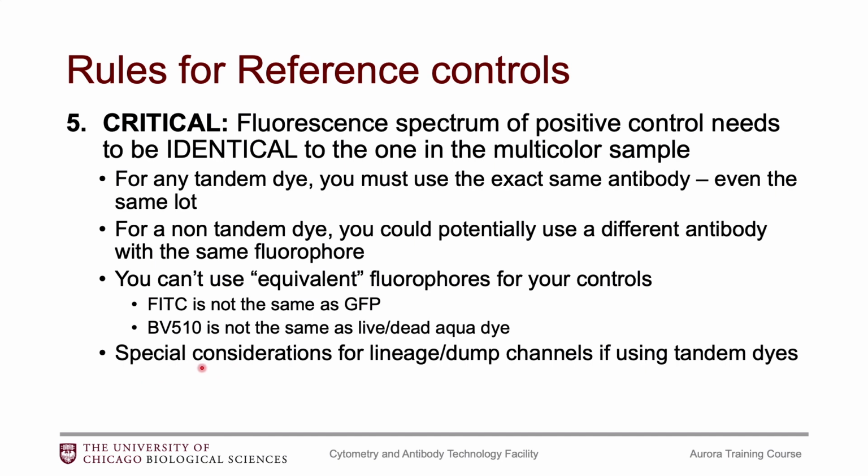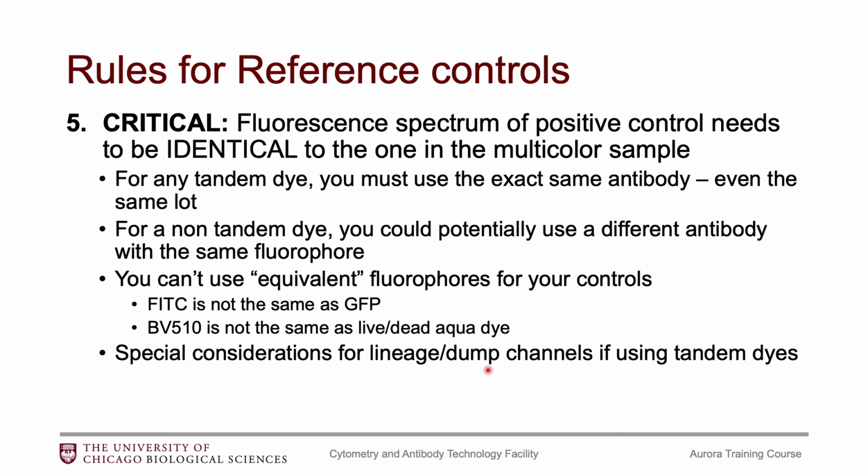There are some special considerations if you're using a lineage or dump channel. That means that you have more than one antibody with the same fluorophore, and you're going to use that dump channel to remove cells that you're not interested in looking at. In the panel design video, I'll mention how there's a few fluorophores that are kind of annoying, which make them really great for dump channels. For example, PE-Dazzle 594. This is a tandem dye. If you have this situation, what is not recommended to do is buy 5 PE-Dazzle antibodies.